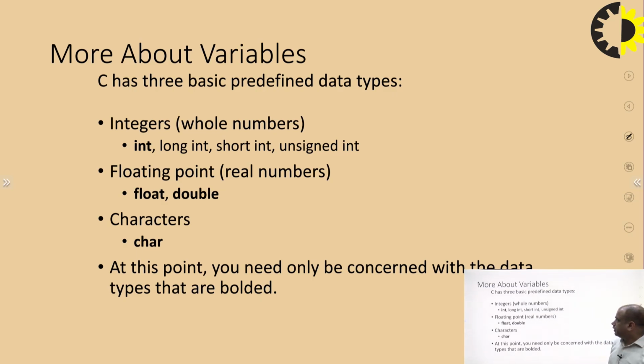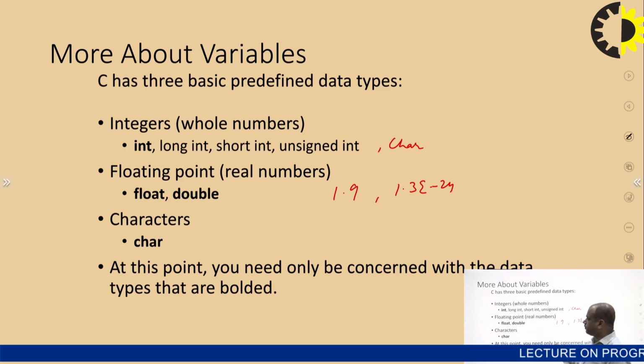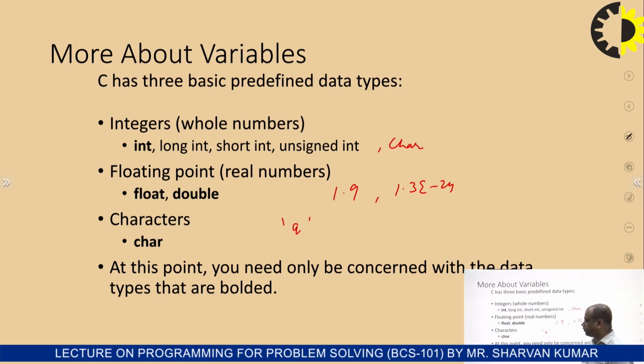Basics like int, integer, that contain whole numbers, like int, long, short int, unsigned int. Also character can be part of it. Next, floating point, that represent real numbers, float and double, that will be in 1.9 or we can say 1.3 e minus 24. These will be representation of floating values. If I talk about character, that is part of this one, but also we can write with single quote, single value, single quote, that will be in the character.